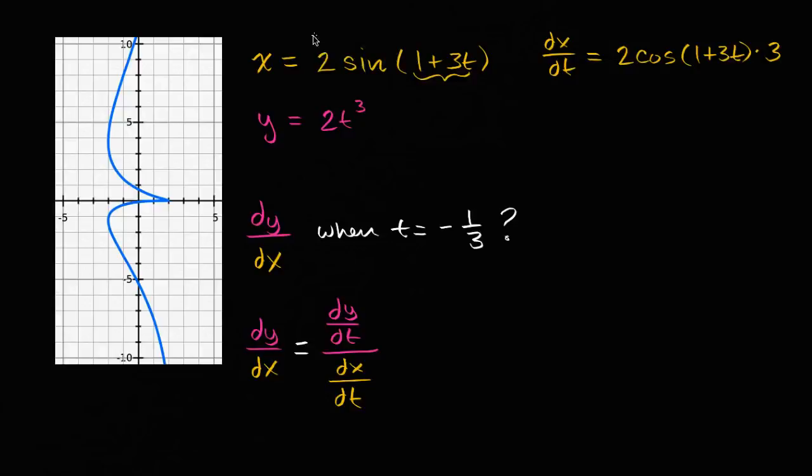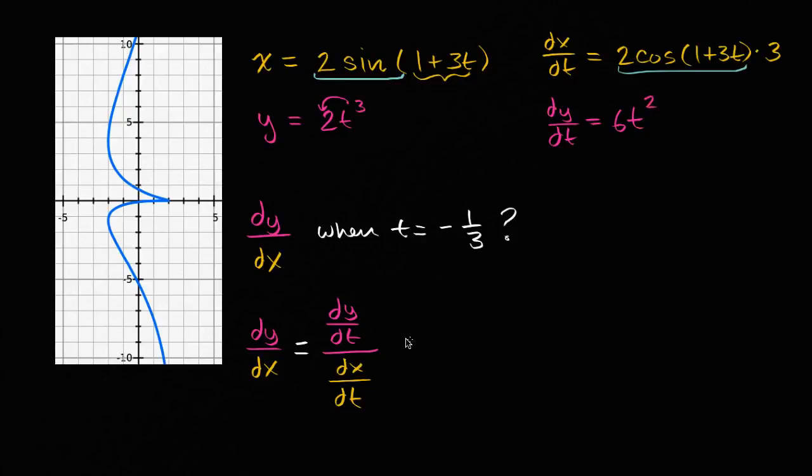I just use the chain rule here. Derivative of the outside, 2 sine of something with respect to the inside. So derivative of this outside, 2 sine of something with respect to 1 plus 3t is that right over there. And then derivative of the inside with respect to t is just our 3. Now, the derivative of y with respect to t is a little bit more straightforward. Derivative of y with respect to t, we just apply the power rule here. 3 times 2 is 6t to the 3 minus 1 power, 6t squared.